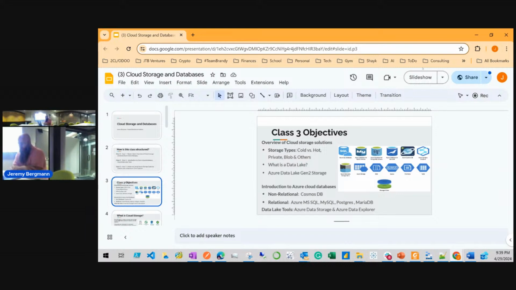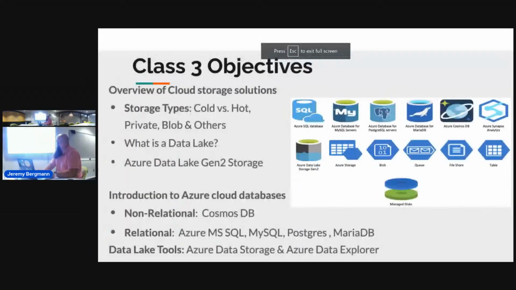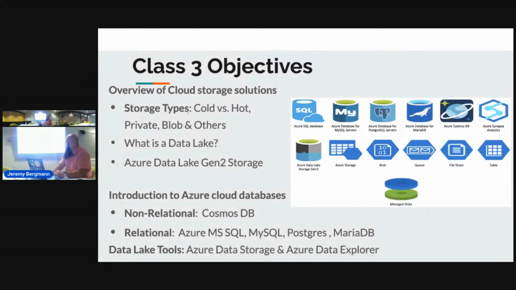So this was class 3, cloud storage and databases, with your instructor, Jeremy Bergman. Today we covered different kinds of cloud storage, the storage types: blob, queue, file share, table, or relational and non-relational databases, different ways to store data for analytics, and the different use cases.